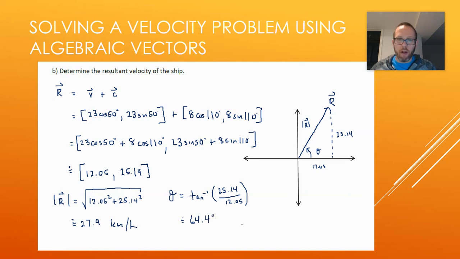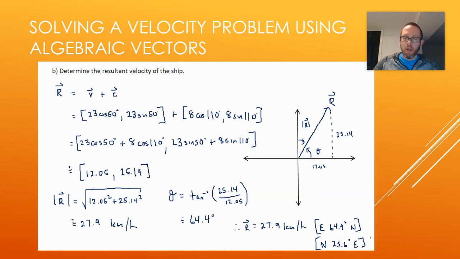The resultant velocity of the ship is 27.9 kilometers per hour. So it got a bit of a boost from the current. Didn't change its direction though. Its direction is now from east 64.4 degrees north. Or if you prefer, if you did this on your own and found the angle from north, that's fine too. It would be north 25.6 degrees east, and both mean the same thing.